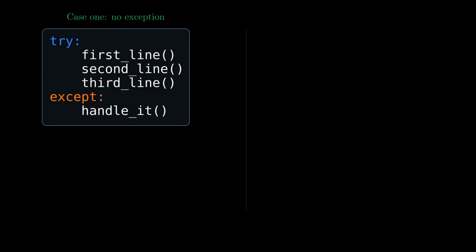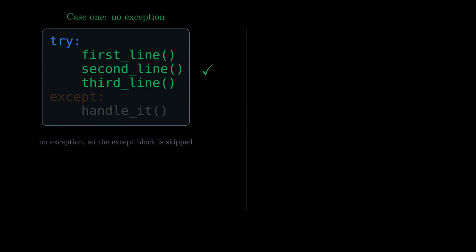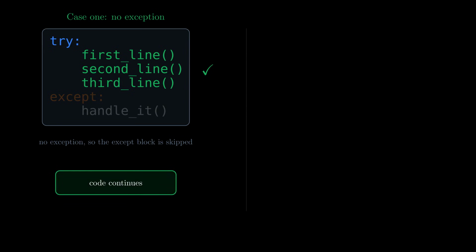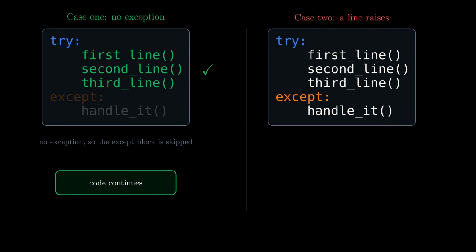Here is exactly how the flow works. Python starts executing the lines inside the try block in order like normal code. Case 1. Every line succeeds and no exception is raised. Then the except block is skipped entirely. Not one line of it runs. And execution continues after the whole construct.